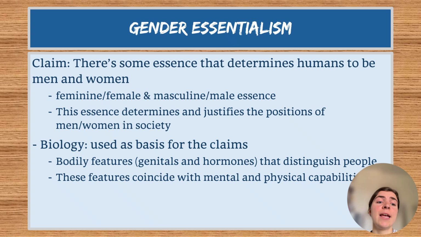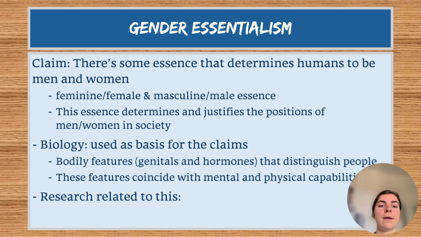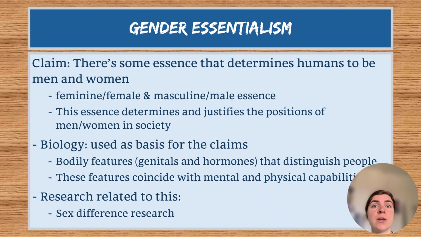And it is said that these features, so the bodily features, coincide with mental and physical capabilities. That might sound familiar from race and racism, because the racialized idea is as well that you have certain physical features, in that case skin color. Now here it's about the genitals and also the hormones a person has, and that those features coincide with mental and physical capabilities. And we do have research related to this, which would be sex difference research. And we'll have a look at that in a second.